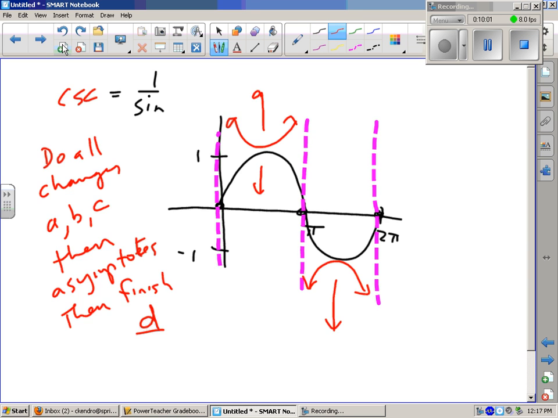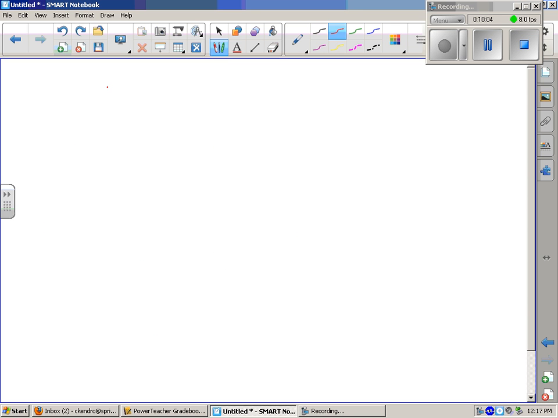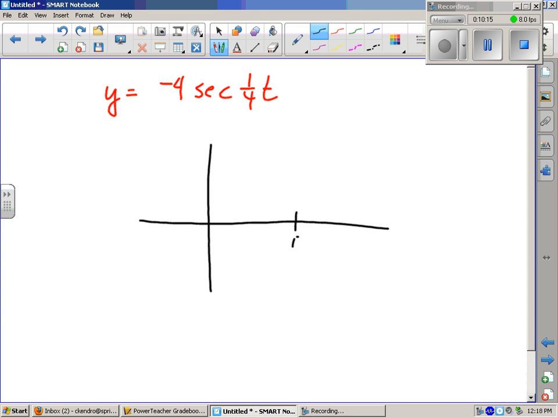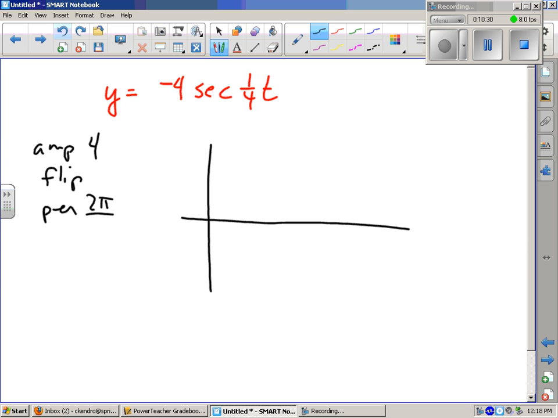Okay, I'm going to do one problem that has a change for, let's do secant. Let's do y equals -4 secant 1/4 t. Let's start out with our normal graph. Actually, I want to write things down over here. The amplitude is 4. We're going to have to flip it. The period is 2 pi over 1/4, which would be 8 pi. So 8 pi is going to be my first mark out here. Cut it in half. Label this as 4 and -4.